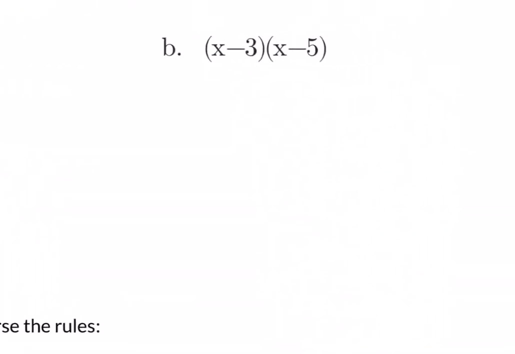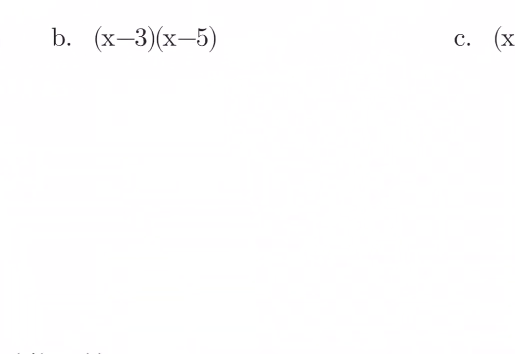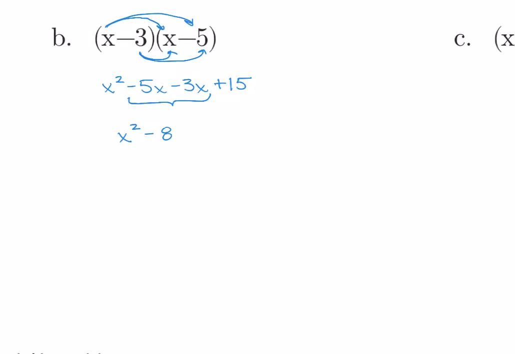All right, a couple more. Let's look at example B. If we go ahead and FOIL this, we get first is x squared. Outsides, we get negative 5x. Insides, we get negative 3x. Lasts, we get plus 15. Combine our like terms, we get x squared minus 8x plus 15.